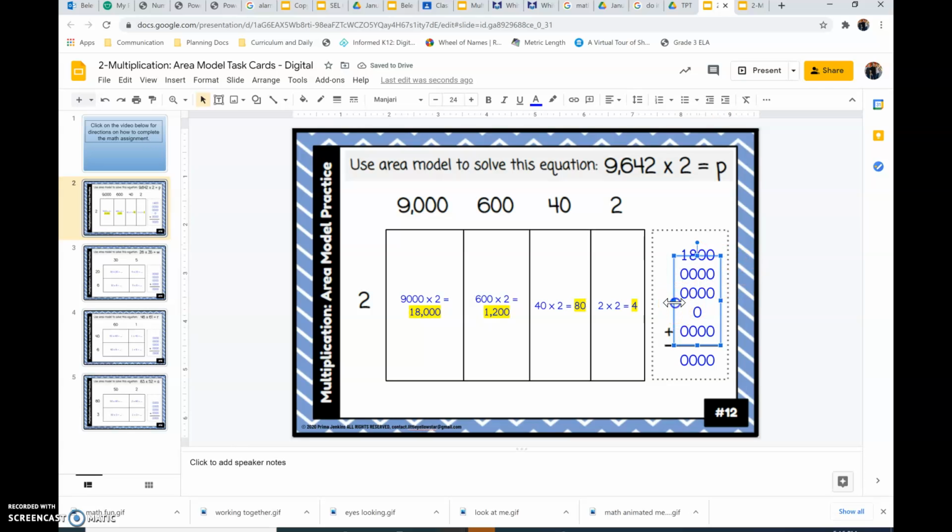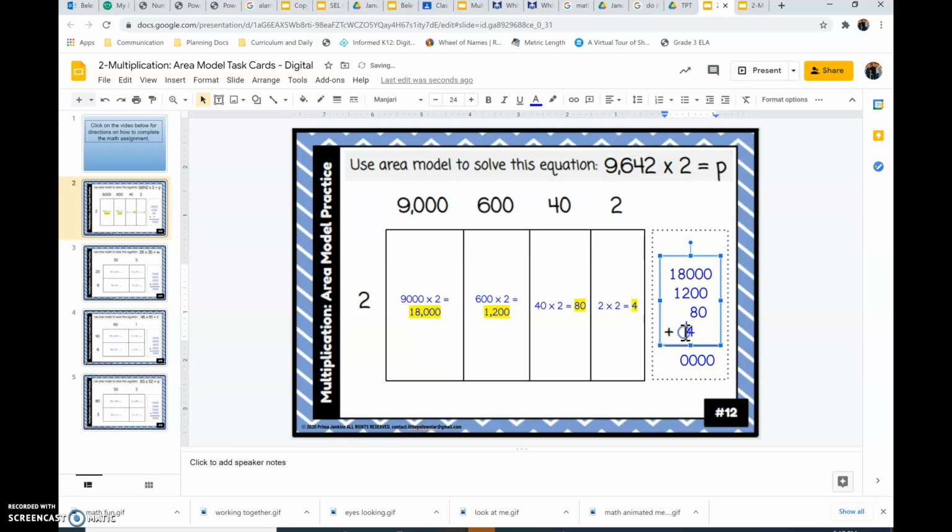Oops, I have to make the box bigger. There we go. Now it all fits. 1,200. So 1, 2, 0, 0. Going to get rid of that extra 0. Hit enter. Notice I just got rid of all the zeros, and now I can just type in there 80 and 4. Now it's not lining it up right.